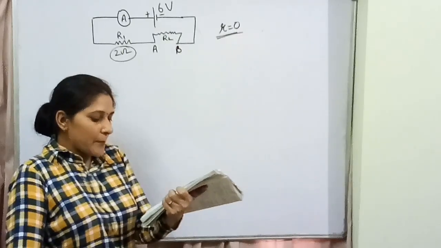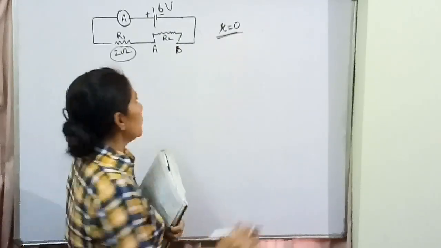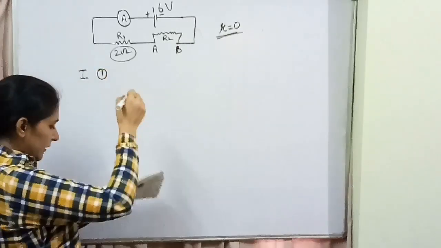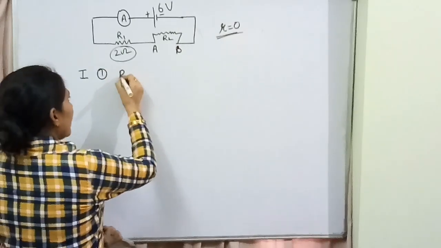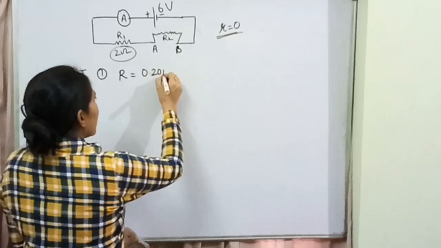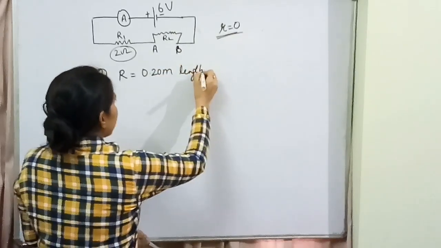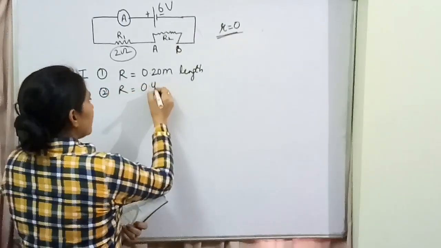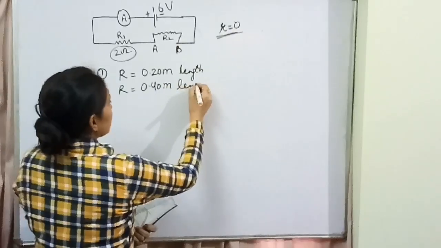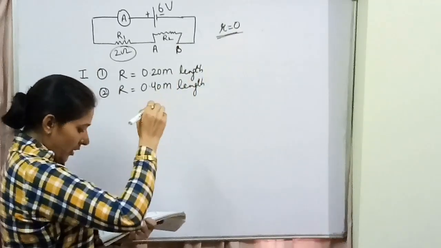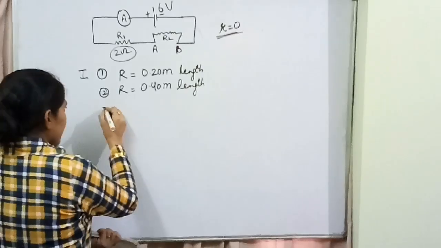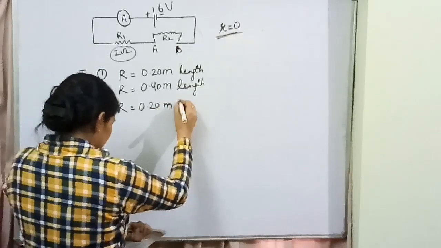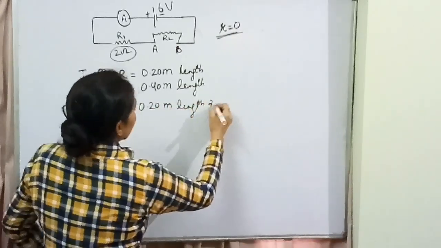Okay. And then calculate the ammeter readings when R2 is off. You need to find out the value of I. कौन सा situation में? In the first one they are talking about when R is of 0.2 meter length. Second is when R is of 0.40 meter length. You need to find out resistance when, in the third situation, R is of 0.2 meter length and area double.